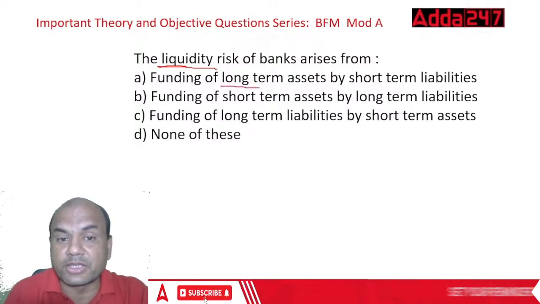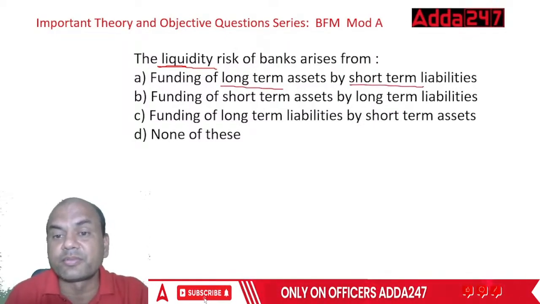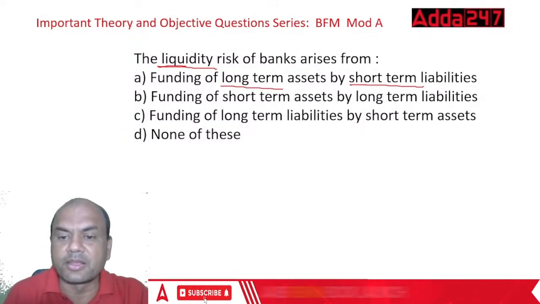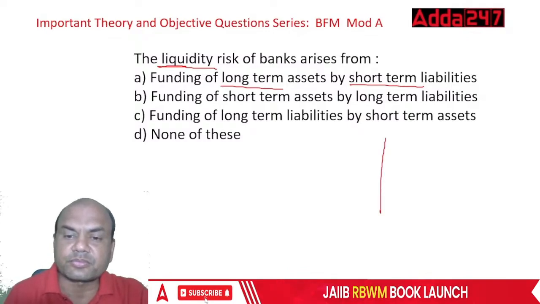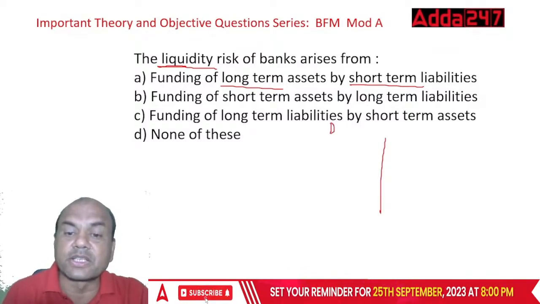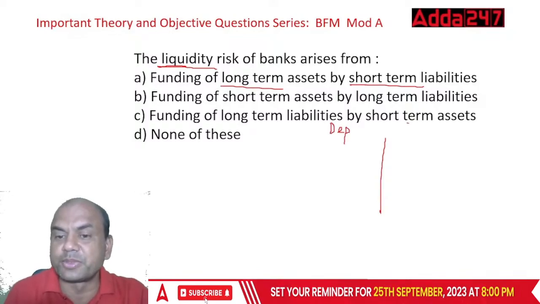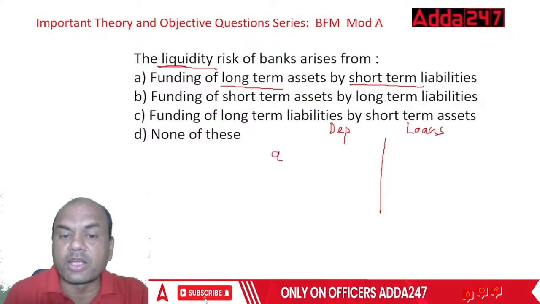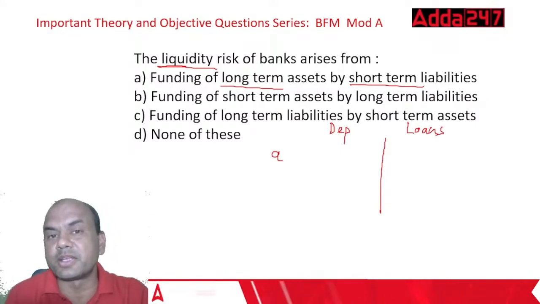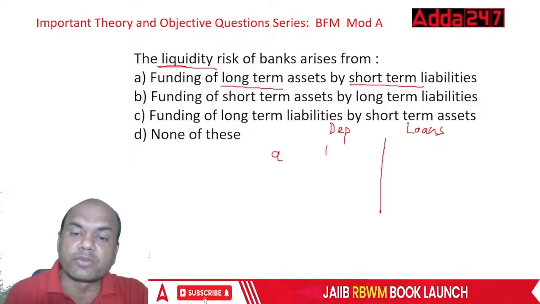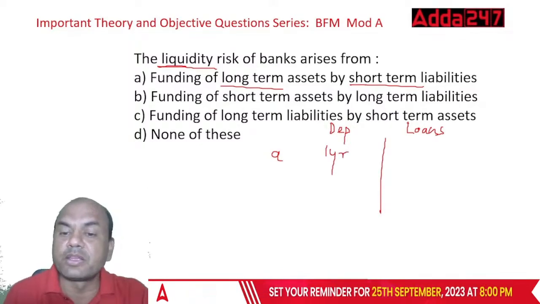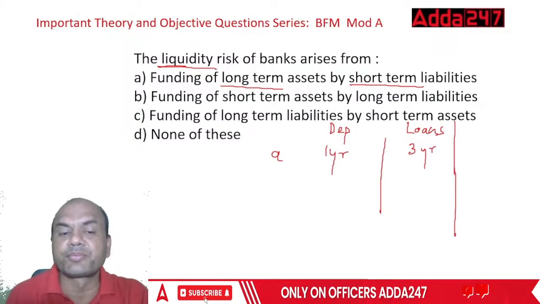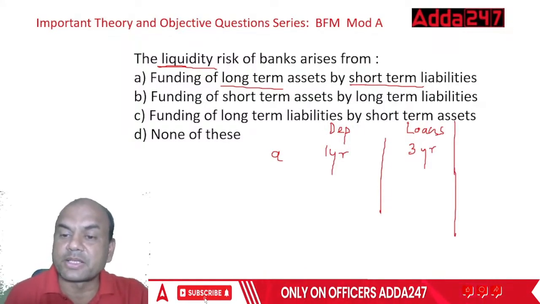Long-term assets by short-term liabilities. What do you mean by this? Let's consider all these cases. Let's say this is deposits. Here, liabilities means deposits. Assets means loans. Now, case number A. Funding of long-term assets by short-term liabilities means what? I'm having a deposit of 1 year and I'm giving a loan of 3 years. Will this create a liquidity risk for me? Just type yes or no over here.